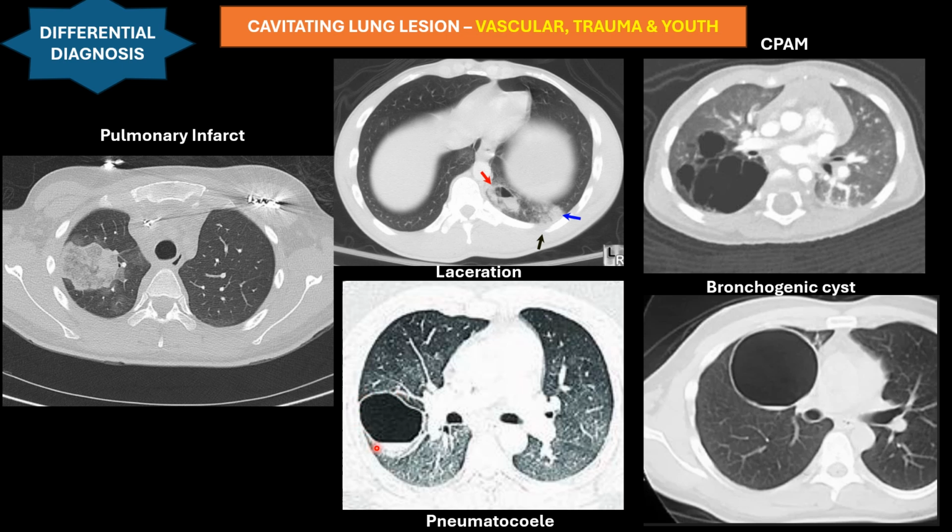If it's more thin wall, then it's going to be a pneumatocele. Pneumatoceles can also be seen in infections. And the last one is going to be in the pediatric age group, youth. So congenital pulmonary adenomatoid malformation, CCAM or CPAM, which also presents as a cavitating or more of a cystic lucency. Then there is bronchogenic cyst. So a bronchogenic cyst can be fully fluid or it can be ruptured, in which case we will be able to see the air which is seen within the cyst.